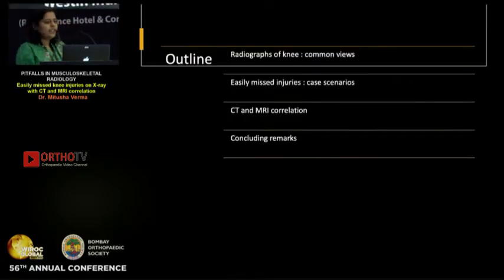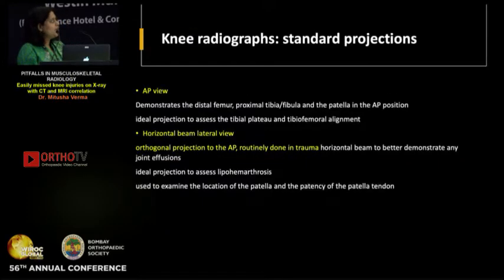So basically, we are going to see what a normal approach to a radiograph of the knee is, and then 10 case scenarios where we can easily miss findings on knee radiographs and why CT and MRI will be important in these cases. So as we all know, the importance of orthogonal radiographs, at least two views have to be there.